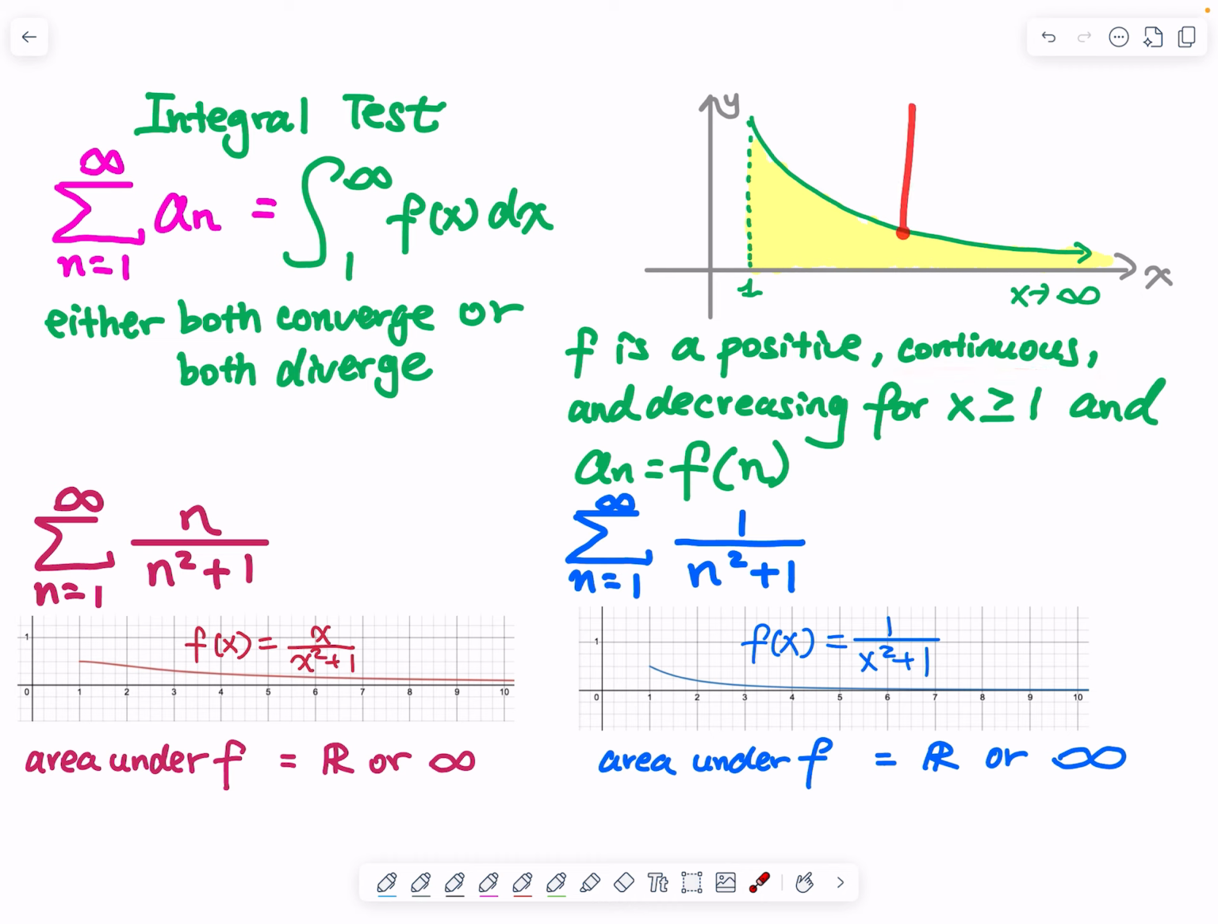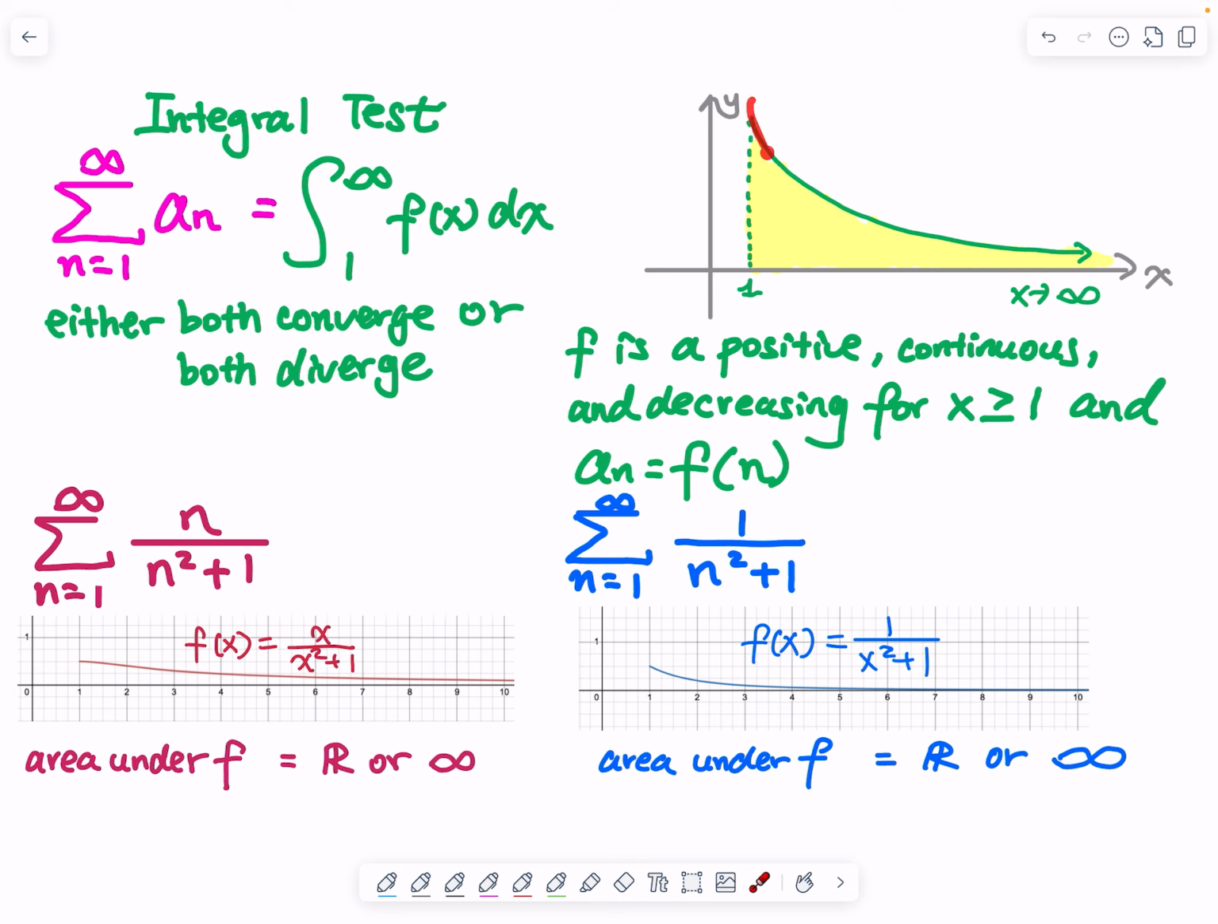We need to make sure that there is no vertical asymptote between 1 and infinity, and that the function is decreasing for x greater than or equal to 1. This is important. You need to show that the function is decreasing in order to use this integral test. In most problems, positive and continuous are easy to show. But for decreasing, you may need to take the derivative of the function, and then show that it is negative when x is greater than or equal to 1.